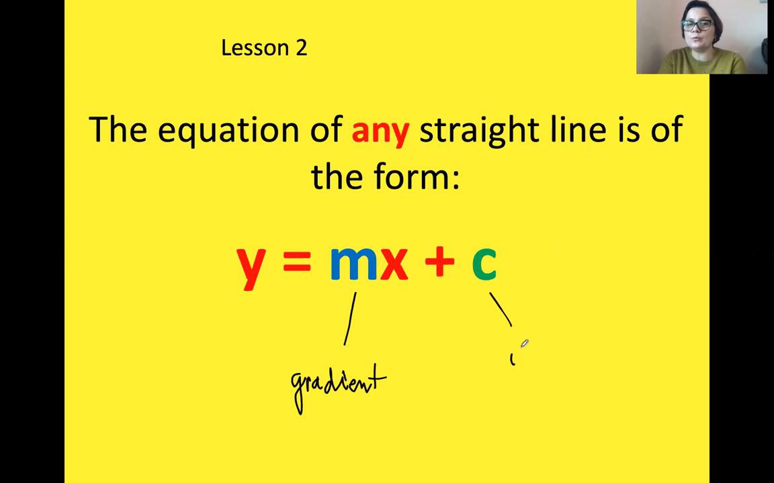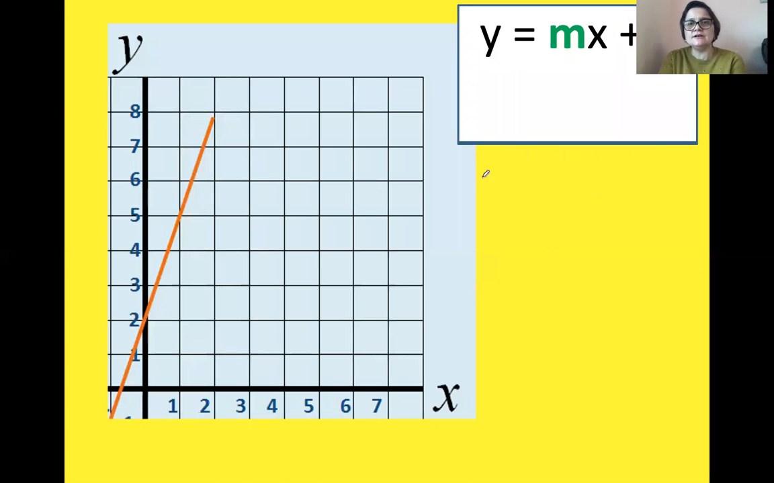C is called the y-intercept, and I will explain what y-intercept means. So this is the equation that we have. So this is the straight line, okay? And now we are going to learn how to find the equation of the line.